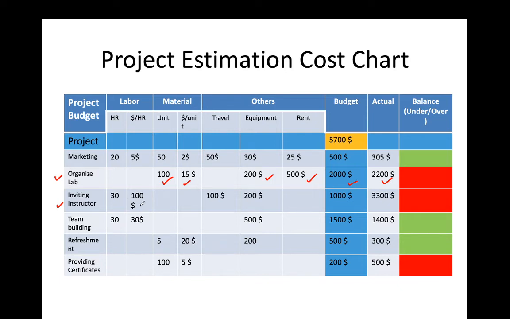And per credit hour he will be paid 100 US dollar. Second, traveling cost, because he needs to come from some place, so we have to give him traveling cost, so we put 100 US dollar. For equipment cost, we have to provide him some type of laptop or anything where he can prepare the presentation or training and give to the students, so we keep that 200 US dollar.